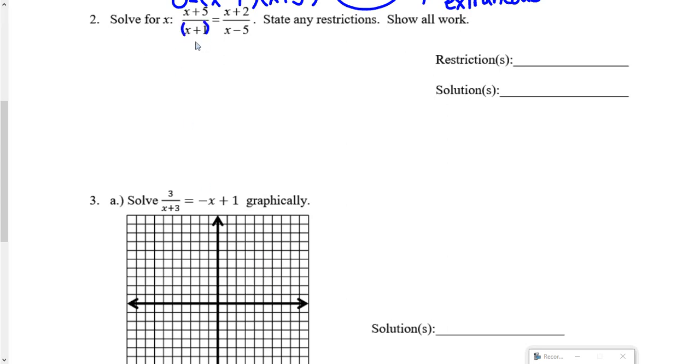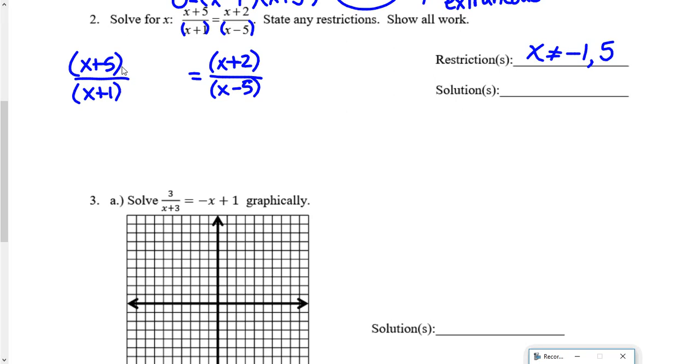So my denominators would be x plus 1. When I set that equal to 0, x is not going to be equal to negative 1 because that would give me division by 0. X minus 5, when I set that equal to 0, x is not allowed to equal positive 5. So now I would like to set this up by multiplying both sides by the least common denominator. In other words, I'm going to multiply both sides by x plus 1 and x minus 5.